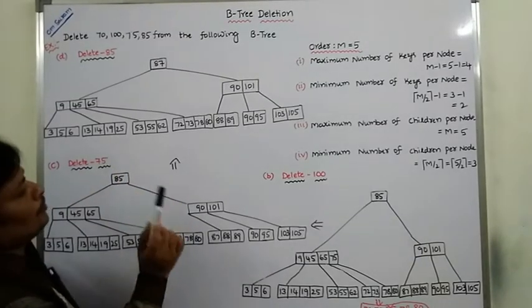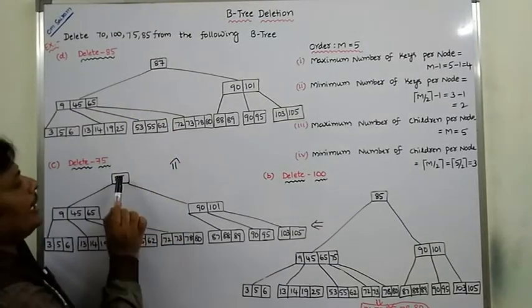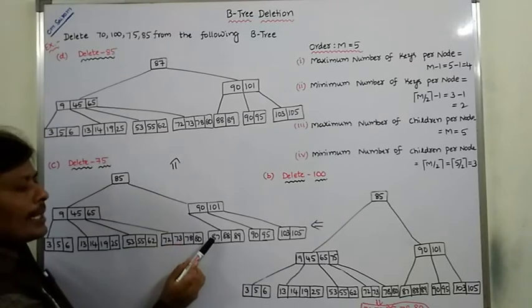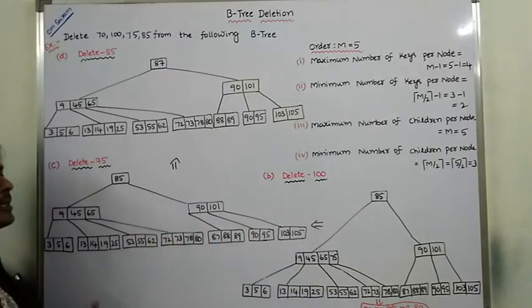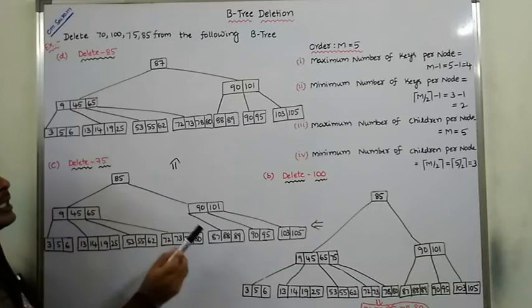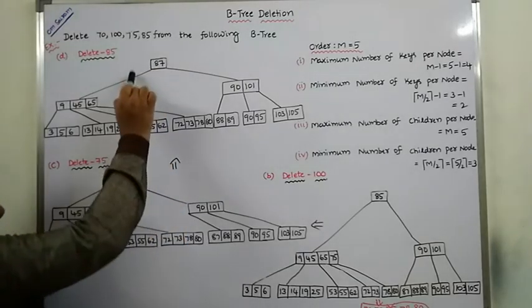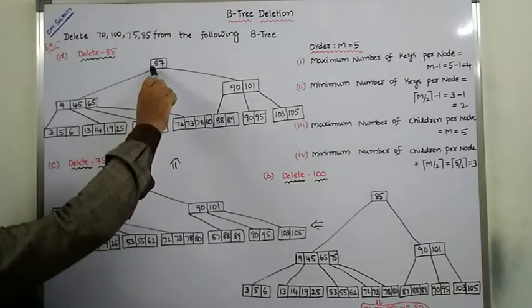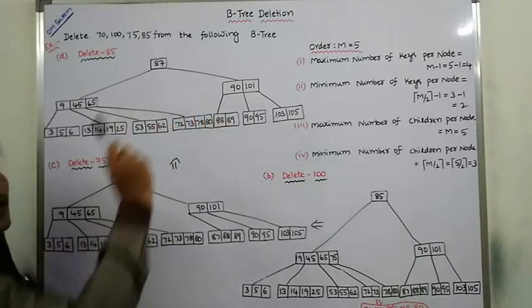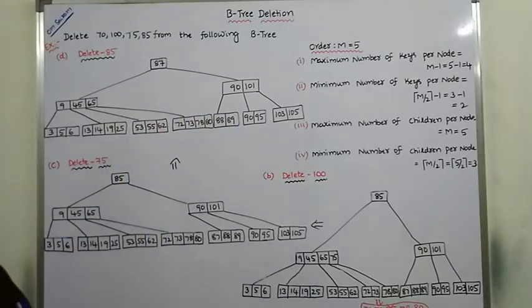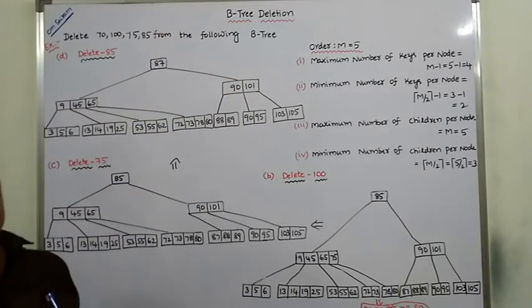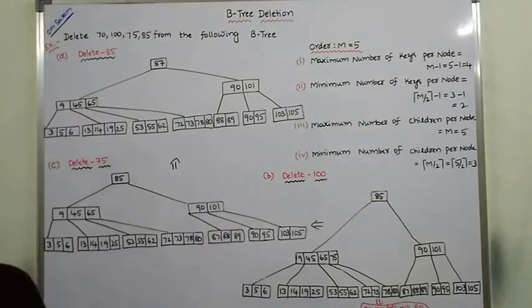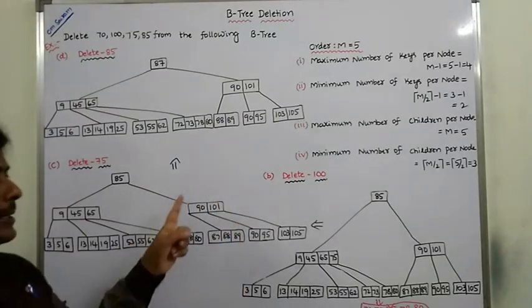So now, the in-order successor of 85 is 87, because the minimum element in the right subtree is nothing but the in-order successor. After replacing 85 with 87, this is the B tree we are getting. Okay, next suppose we have to delete 101. How are we deleting 101? This can be discussed in the next step.